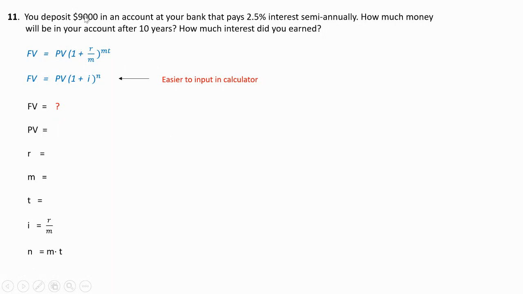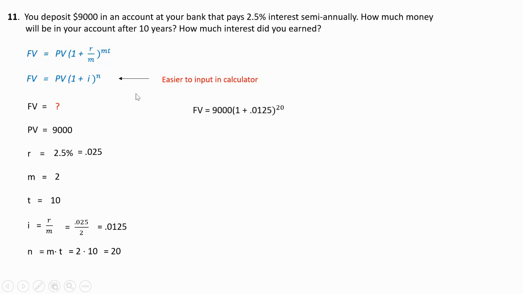So the present value, the amount that you invested now, is 9,000. The interest rate will be 2.5%, converted to a decimal, 0.025. The M is how many times it's compounded. So semi-annually means twice a year. The T is going to be 10 years. Now the I, right, is going to be R, which is 0.025 divided by 2, which will give us 0.0125. And the N will be M times T, which is 2 times 10, which gives us 20.